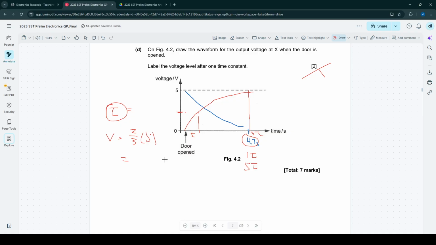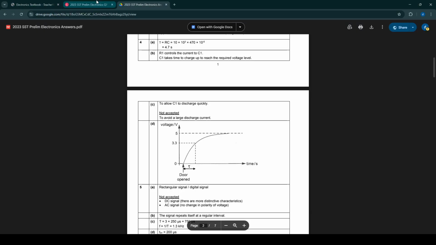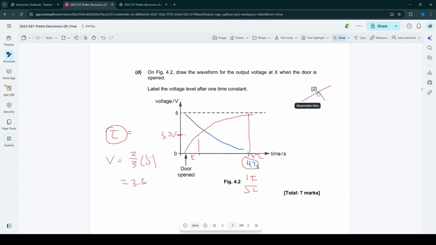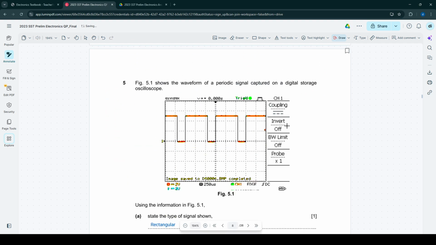Oh yeah, when n is 3.3. And then after 5 tau, it'll be 99.3% of the applied voltage. And then you can just do the same calculation. This is very easy lah, so I'm not gonna go through it deeply.